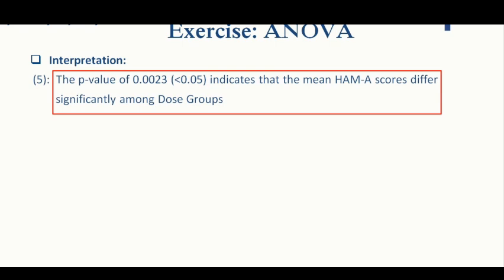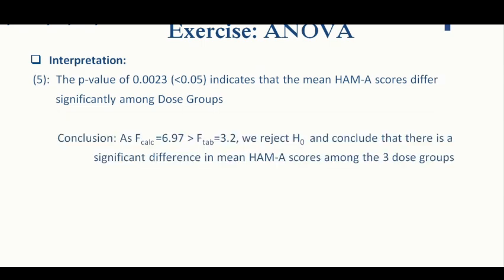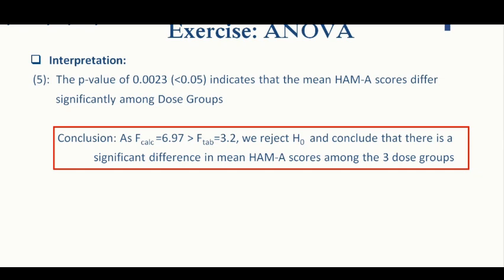The p-value is 0.0023, which indicates that the mean HAM scores differ significantly among the dose groups. If you look at the critical value of F, it is 3.2. Since the observed value is greater than 3.2, we reject H0 and we conclude the same as we concluded on the basis of the p-value. So the conclusion is that there is a significant difference in mean HAM scores among the three dose groups.